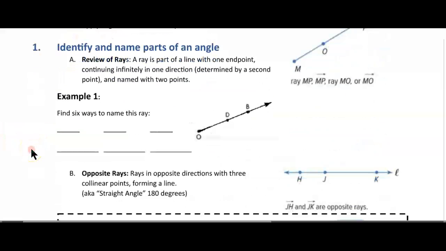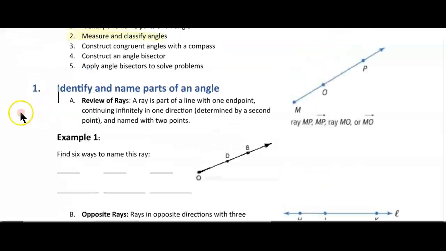As a brief review of rays, a ray is a part of a line with one endpoint continuing infinitely in one direction. That direction is determined by a second point, and it's named by those 2 points, and the order of the naming matters. So for instance, this could be ray MP, with the arrow over it, ray MO, which still takes me through the same place and continues, or ray MO with the arrow over it.